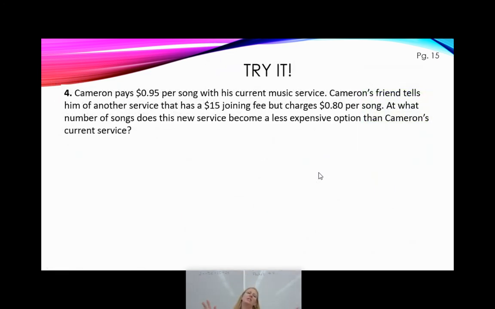So Cameron does a little bit of research, and I'd like you to try this problem. Number 4 on page 15. It did kind of bleed over to the next page. So Cameron still is paying 95 cents per song with his current music service. That hasn't changed. But Cameron's friend tells him of another service that has a $15 joining fee but charges 80 cents per song. At what number of songs does this new service become a less expensive option than Cameron's current service? Go ahead, hit pause to work this out, hit play when you're ready to check your work.